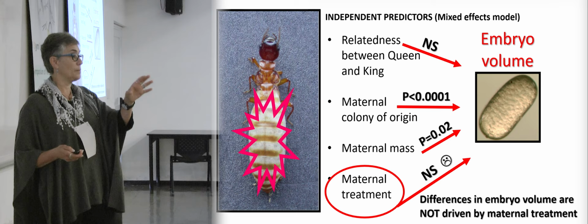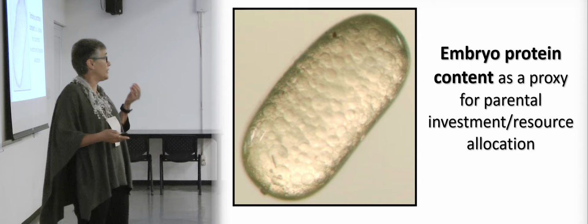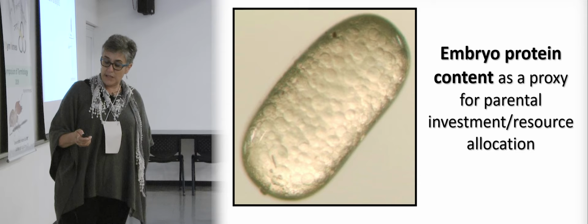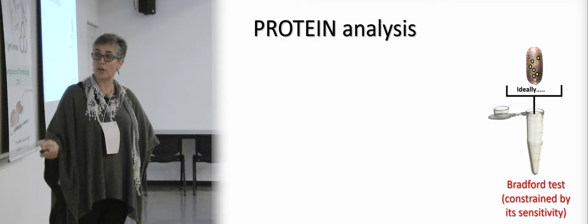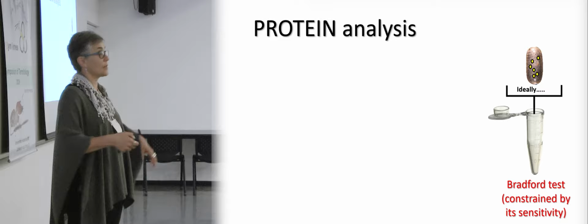So then we said, okay, they're not changing in size, but maybe they're changing in their biochemistry, in their composition. We tried to figure out how much protein these eggs had, because maybe mothers are shoving in a lot of protein, and the size is not bigger, it's just that a lot more protein is packed into the same size. So we ran a Bradford assay. Probably you guys may have already run this. The yellow here is supposedly proteins. Ideally, we would like to run a Bradford assay on each of these eggs so that we have a big sample size.